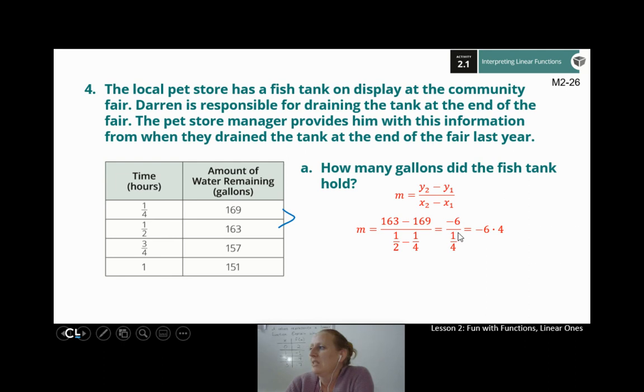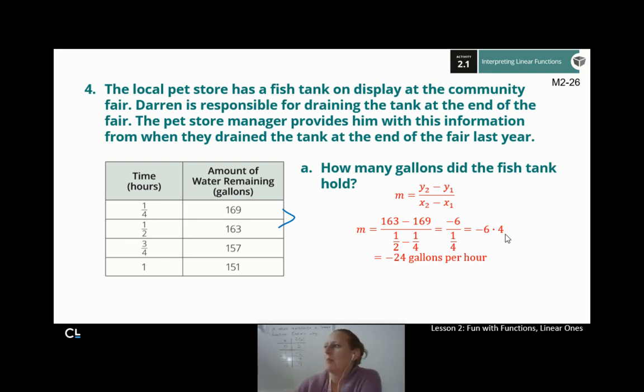And if you did -6 divided by 0.25, or in this case, I did -6 divided by 1/4. We don't like dividing with fractions, so we multiply by the reciprocal, so -6 times 4. And I get -24. So -24 gallons per hour. That's how fast, I should say, it's draining the tank. So we're losing 24 gallons per hour out of this tank.